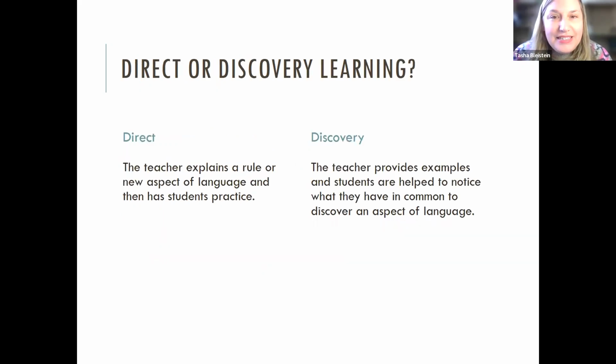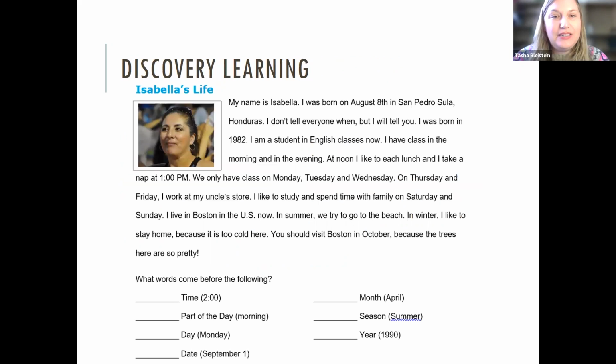There's two different ways to teach grammar. There's direct, which is, this is the grammar point, these are the rules, here's a chart. There's lots of charts with grammar. Or discovery, and this is where the learner has to discover it for themselves. So I'm going to show you an example of a way to teach grammar. Hopefully this is not intimidating.